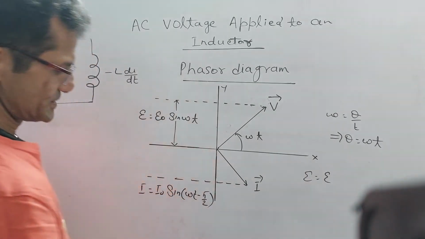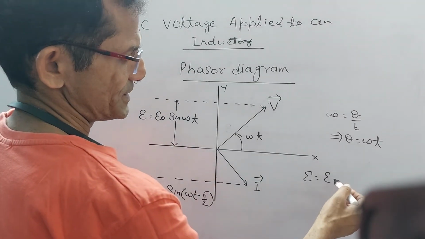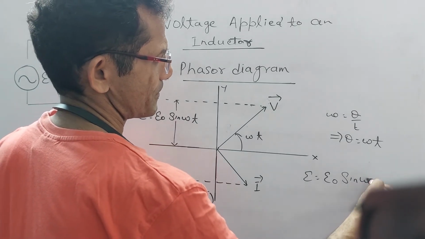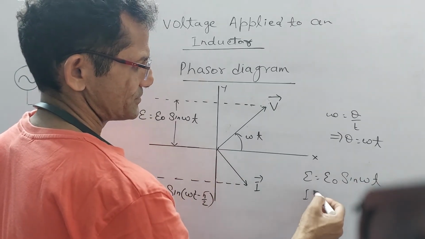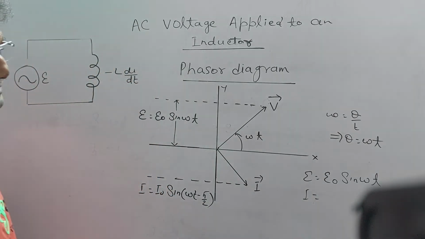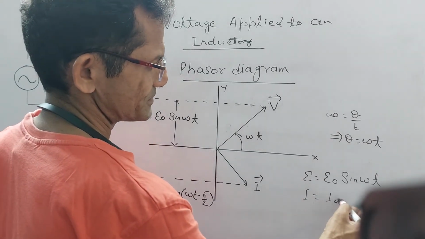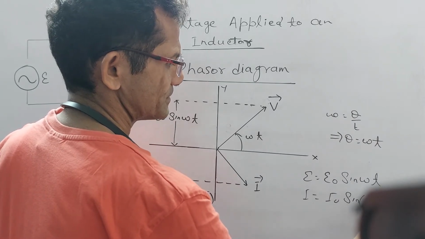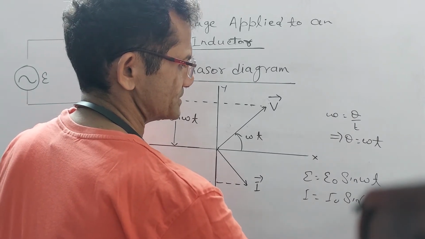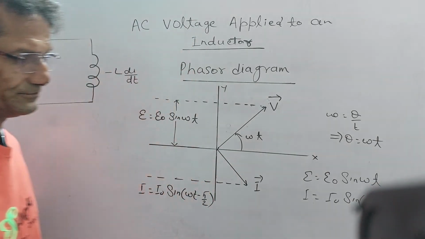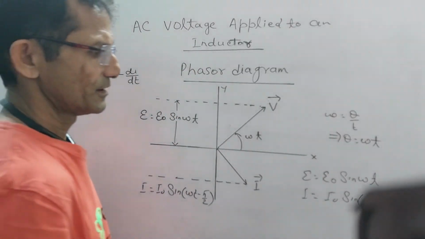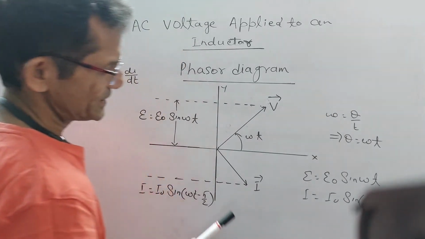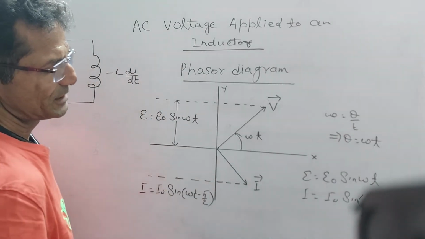We already know that the voltage across the source is E naught sine omega t, and the current produced across the inductor at time t is I naught sine (omega t minus 90). So here you will see that the current is lagging behind the voltage by an angle of 90 degrees. That's why the current is rotating anti-clockwise.